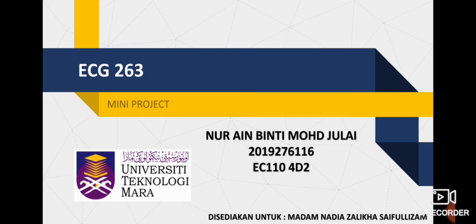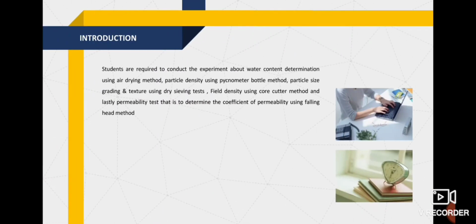EC110. This is a video for the mini project ECG263. Introduction. Students are required to conduct experiments on water content determination using the air drying method, particle density using the cyanometer bottle method, particle size grading and texture using the dry sieving test, field density using the core cutter method, and lastly the permeability test, to determine the coefficient of permeability using the falling head method.